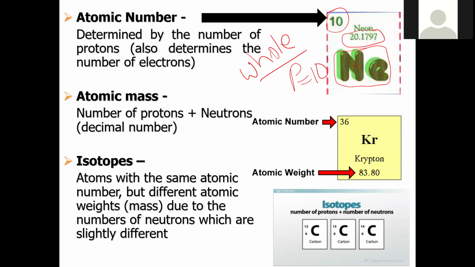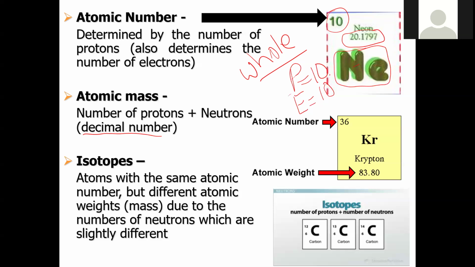The really cool thing about the atomic number is it also tells you how many electrons you have, which is the same number as protons. So you have 10. Atomic mass is the decimal number. That is going to be a combination of protons and neutrons. So in neon there, you have roughly 20.18-ish protons and neutrons in there. It gives you the total of the things together.